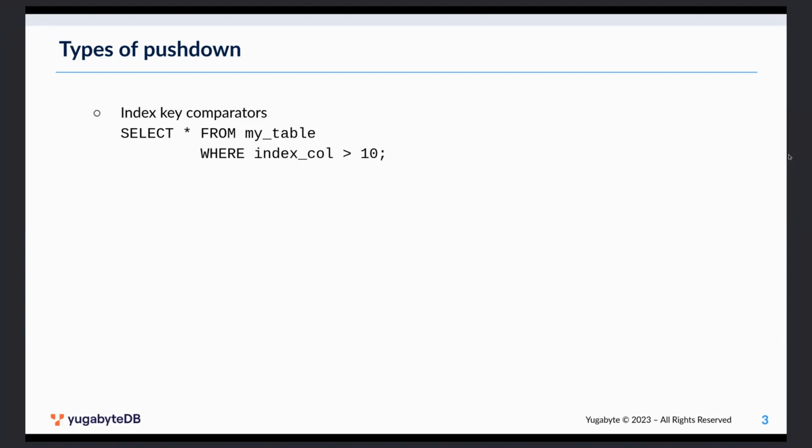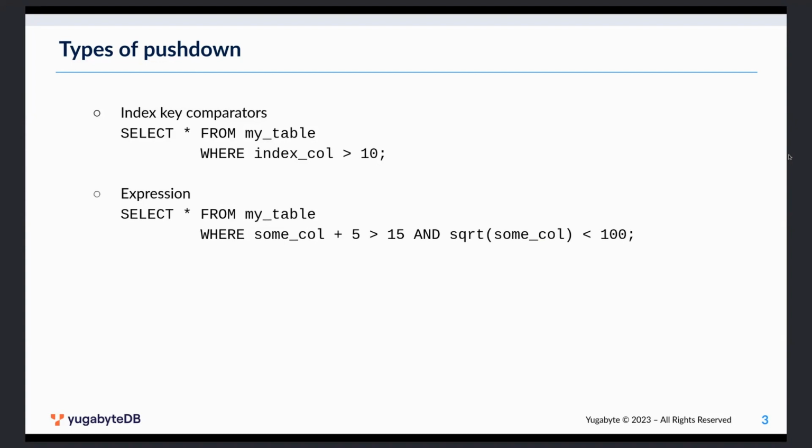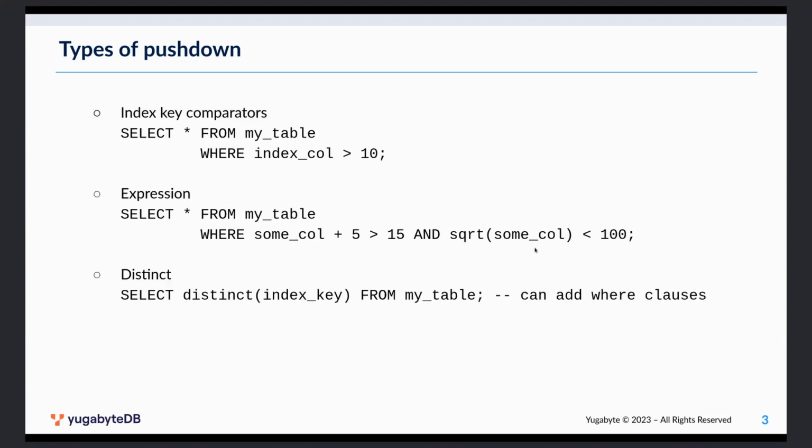But the alternative is expression pushdown. That would come to save that case, where arbitrary expressions such as column plus 5 greater than 15, or even square root functions, can be pushed down to the storage layer, and then the filters can be computed, and we could potentially return fewer rows back. Another example is distinct pushdown, where in some cases the distinct can determine how we execute the scan on the storage layer side. We will have another YugabyteDB talk about this in a couple of weeks, so I won't go into much detail about this one.